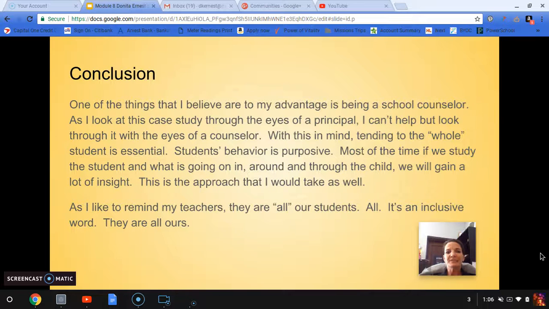So, in conclusion, one of the things that I believe is to my advantage is being a school counselor. And as I look at this case study through the eyes of a principal, I can't help but do it as well through the eyes of a counselor. With this in mind, tending to the whole student is so essential. And students' behavior is purposive. Most of the time, if we study the student and what's going on in and around and through the child, we will gain a lot of insight. This is the approach that I would take with this case study.